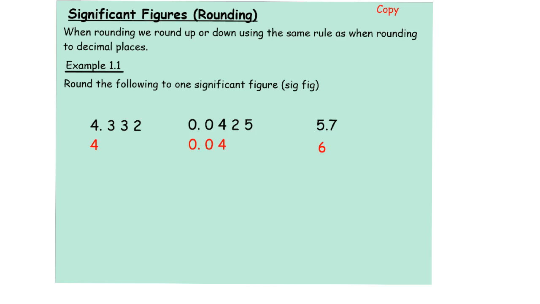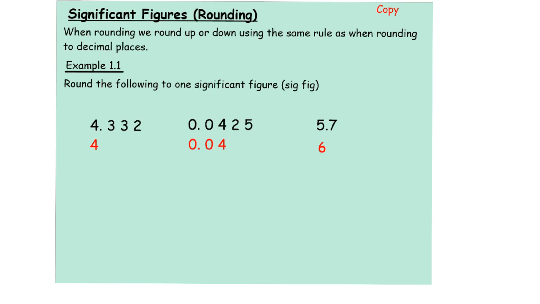Okay, so this is a note to copy down. So we're going to practice rounding to significant figures. So the actual rounding part, we do the same as when we're rounding to decimal places. So we identify where we're going to round, we look at the next digit over. If the next digit is 5 or more, then we round up. If the next digit is 4 or less, then we round down.